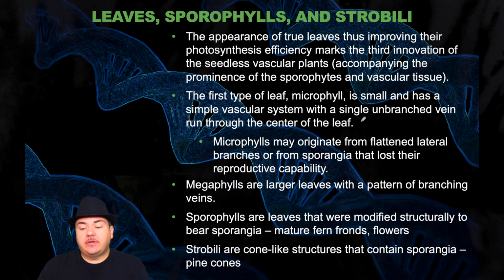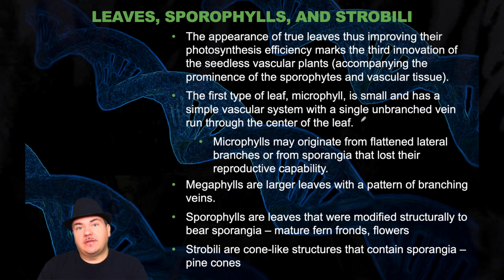The appearance of true leaves can improve photosynthesis efficiency and marks the third innovation in the seedless vascular plants, accompanying the prominence of the sporophyte generation and vascular tissues. The first type of leaf, called a microphyll, is small and has a simple vascular system with a single unbranched vein running through the center of the leaf. Microphylls might have originated from flattened lateral branches or from sporangia that lost their reproductive capability.